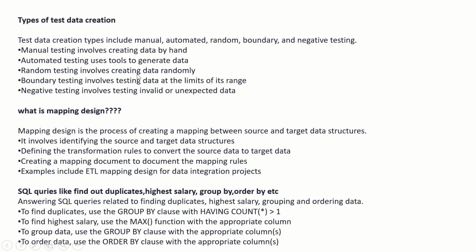Random testing involves creating data randomly. Boundary testing involves testing data at the limits of its range. Negative testing involves testing invalid or unexpected data.